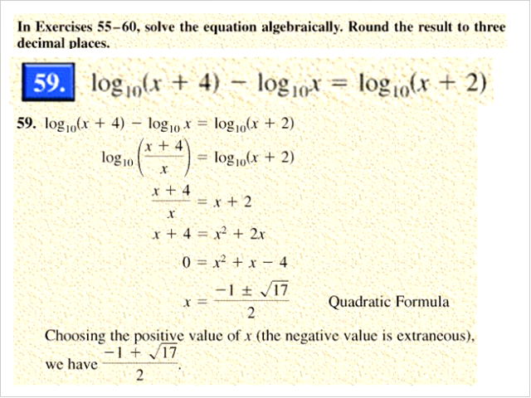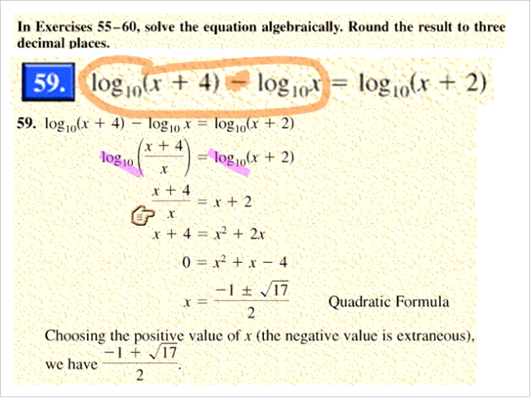All right, it looks like we all have log base 10 of everything here, but we need to combine the left-hand side before the log base 10 can drop away. So to combine something that you are subtracting, you use division. So we have log base 10 of x plus 4 divided by x equals log base 10 of x plus 2. Now your log base 10s are on both sides. They can drop out. So you're left with x plus 4 divided by x equals x plus 2.